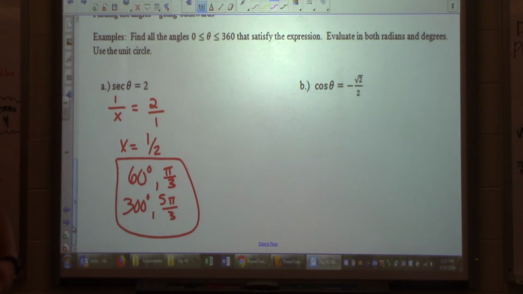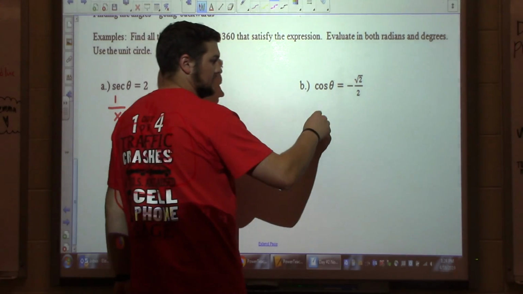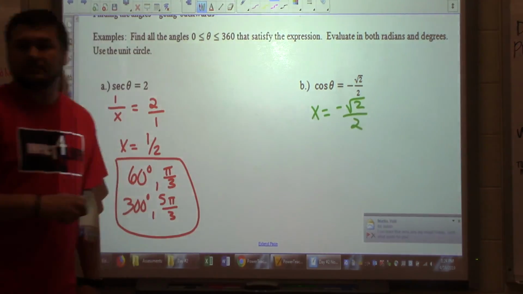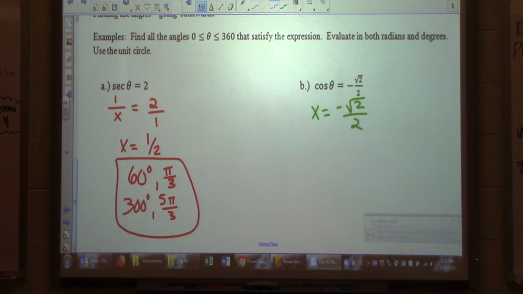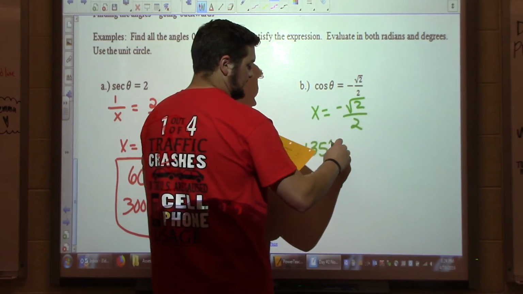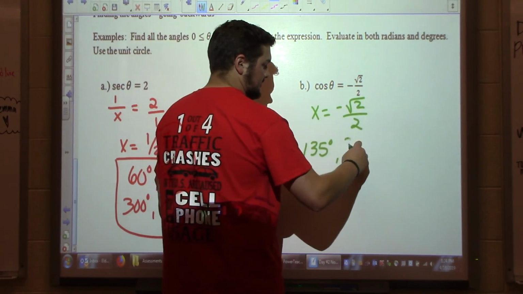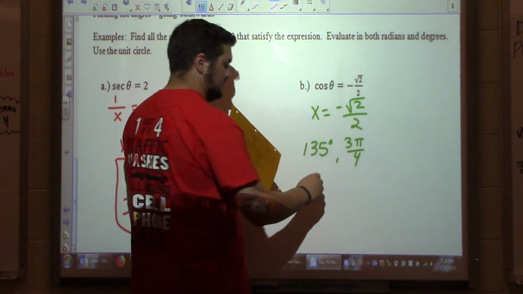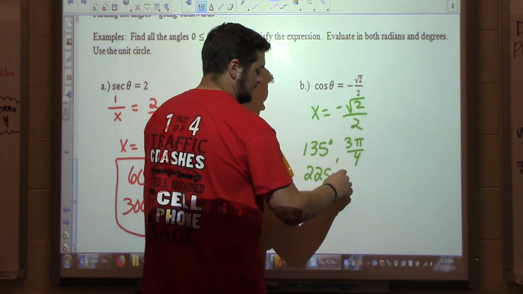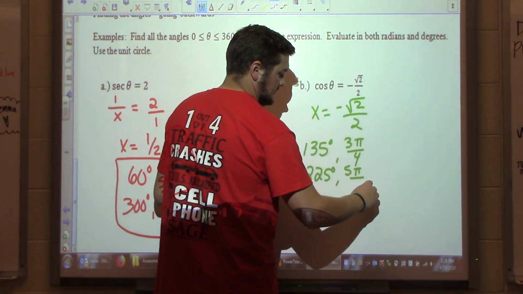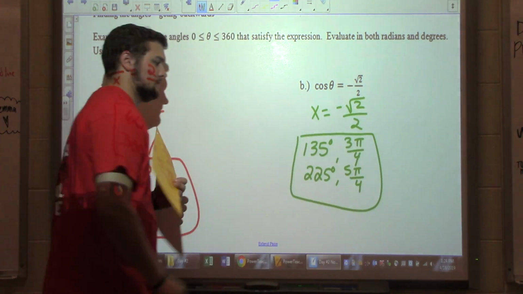Cosine is the same as x. So x equals negative square root of 2 over 2. Where does that happen? What two values? 135 and 225. So 135 degrees, comma, 3 pi over 4. And 225 degrees, 5 pi over 4. That's it.